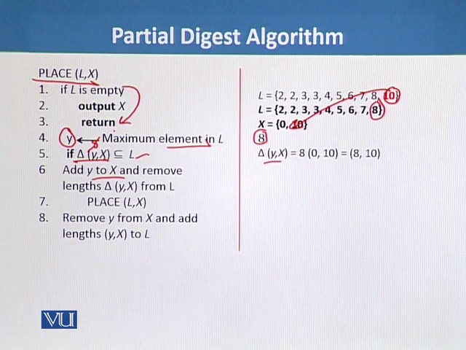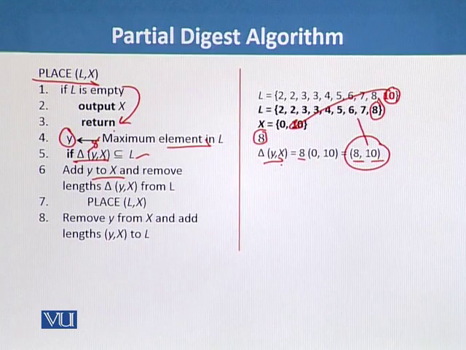So we calculate the delta Yx with Y value of 8. So we'll calculate 8 and 10. 8 and 10 is not a subset of L because 8 is here but 10 is not here. So if it is not a subset of L, then we will move to the next part of the algorithm.